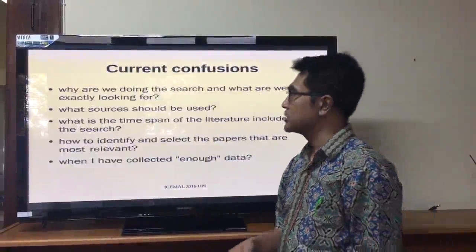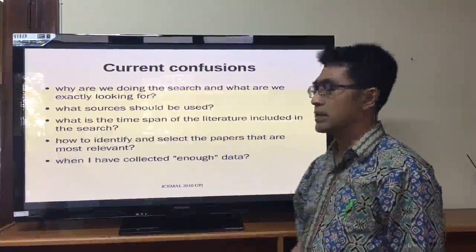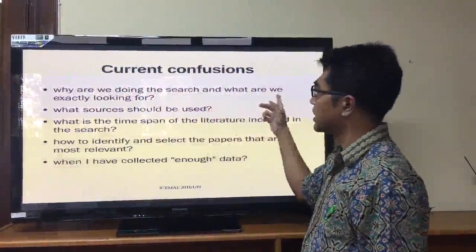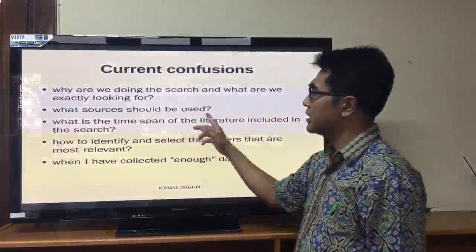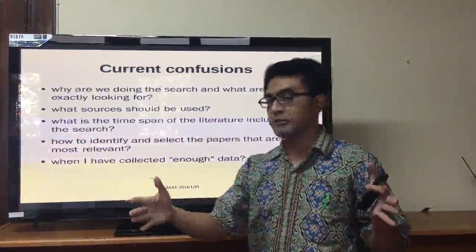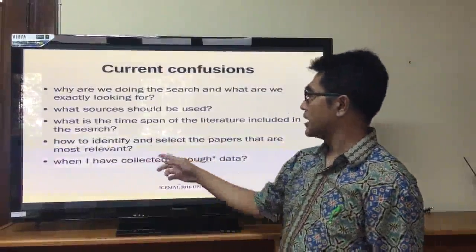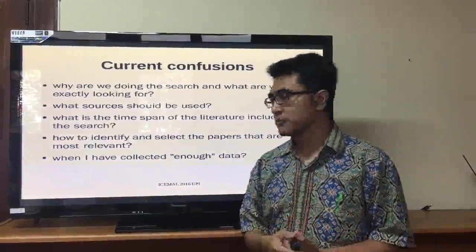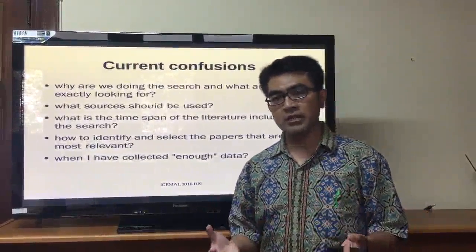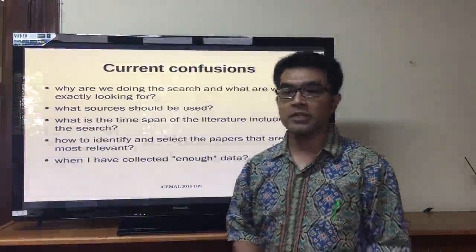So this is the current conclusion. There are 5 basic questions that are mostly asked by students. One is, why are we doing the research and what are we exactly looking for? The second is, what sources should be used? The third is, what is the time span of the literature included in the search? Then, how to identify and select the papers that are most relevant? And when I have collected enough data, what should I do with the literature data?